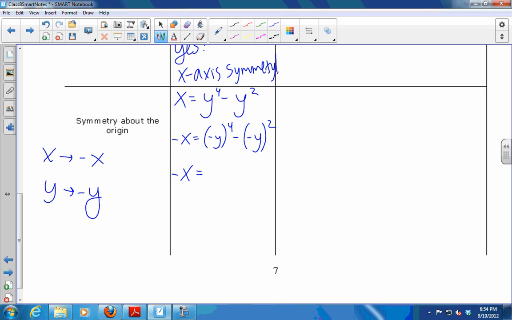But negative y to the 4th is y to the 4th. And negative y squared is y squared. Is there any way to make that look like the original equation? No, it's not equivalent to the original equation, so I have no origin symmetry.